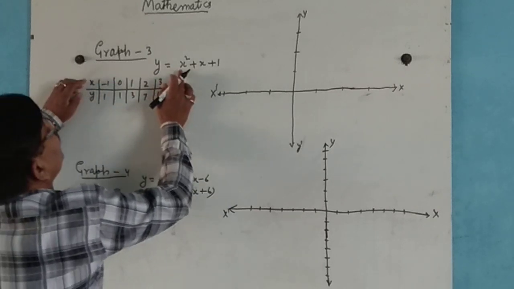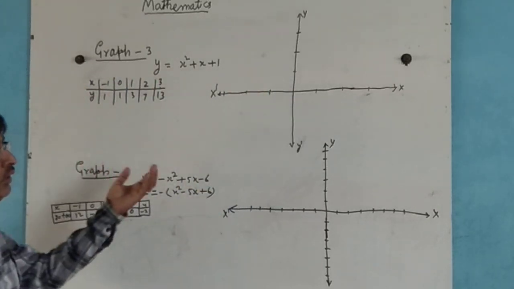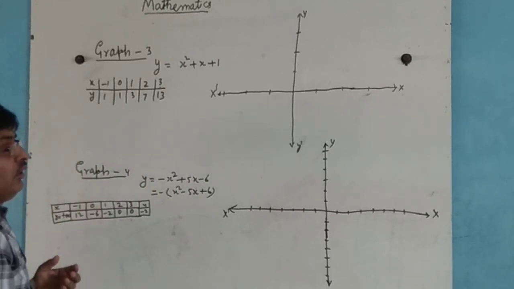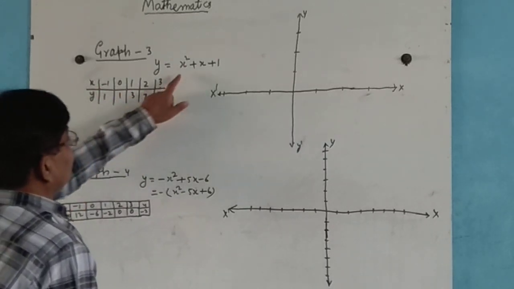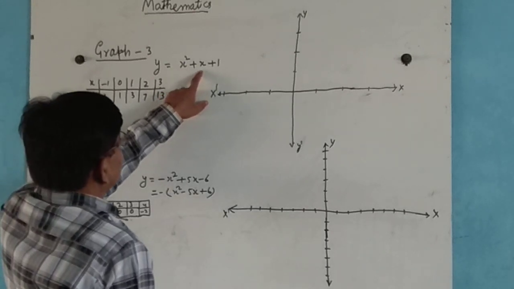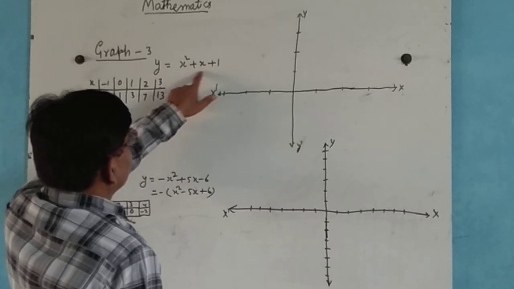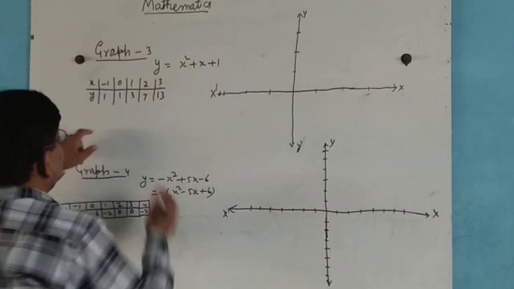And x equal to -1. Also we take some points in the negative direction. For -1, that is 1 minus 1 plus 1, that is equal to 1.